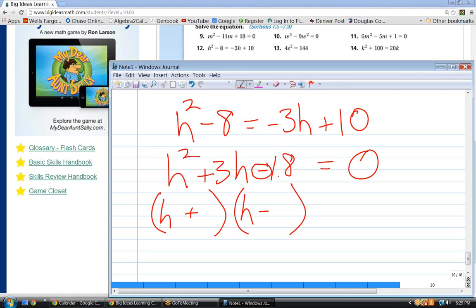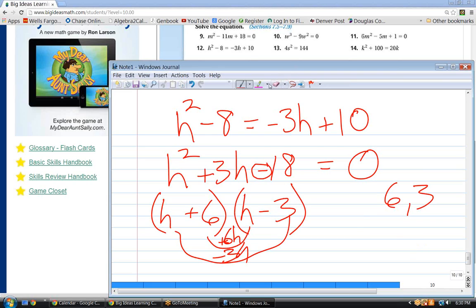No, remember the bigger factor goes with the sign of the middle term. So it goes on the first one. That's the only way we're going to get a positive, because that's got 6h and this has got minus 3h. So that's why the biggest factor has to go with the sign of the middle term. That's the only way you're going to get a plus sign in the middle term. Okay, so what are our solutions? Minus 6 and positive 3. Good.